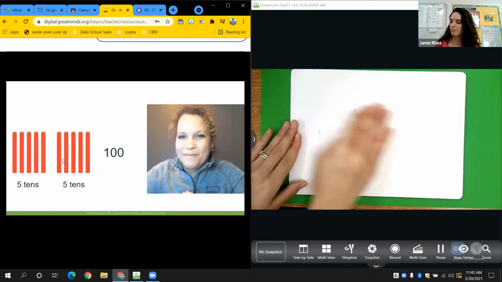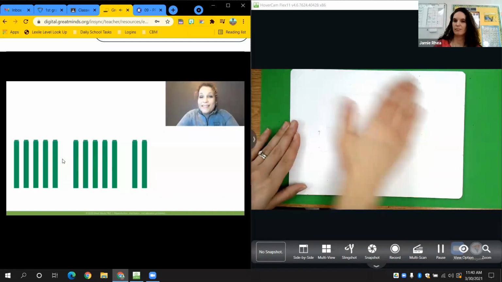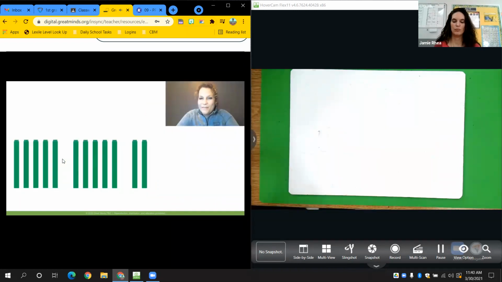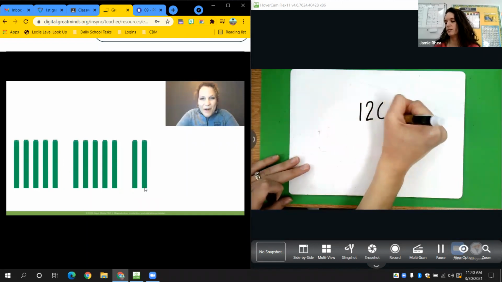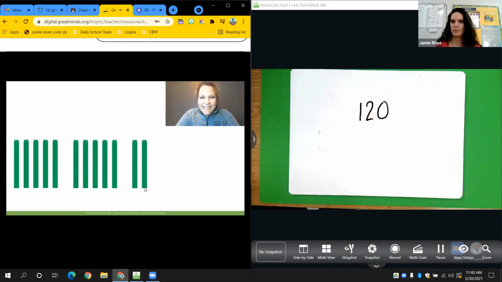Let's do another. How many tens do you see? Ooh, I see 12. Write it on your whiteboard and show me red when ready. So I see 12 tens, and 12 tens is the same as... Show me. 120. There are 12 tens.